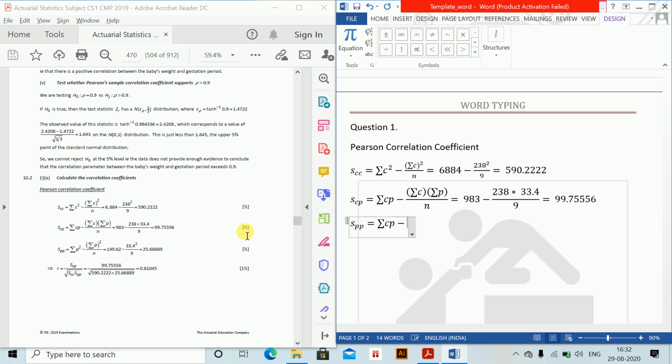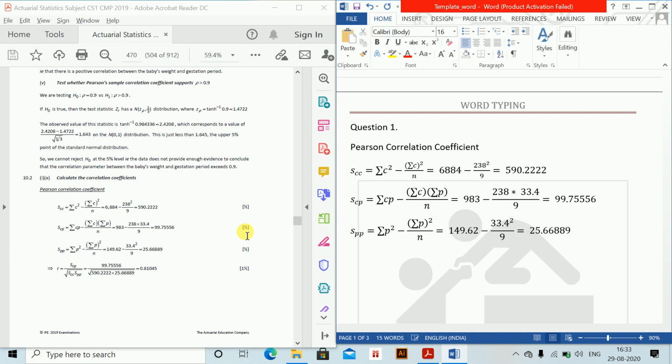And S underscore PP is equal to the summation of P square minus the summation of P whole square divided by n, which is equal to 149.62. The values are given in the question. 33.4 square divided by 9, which is equal to 25.66889.